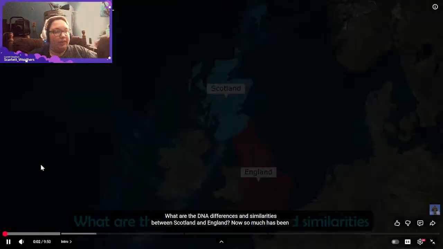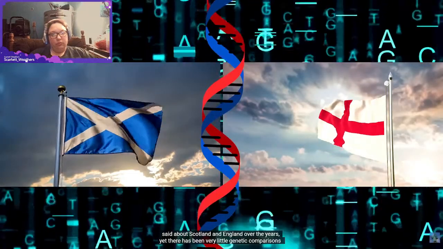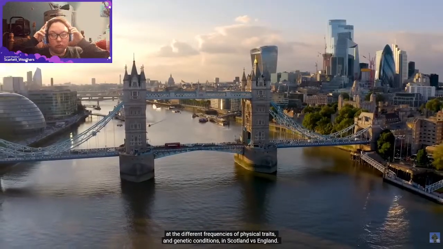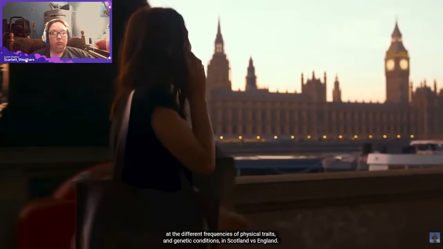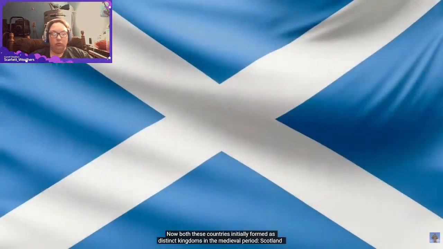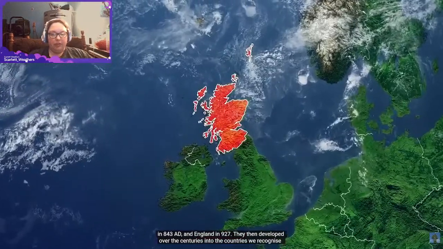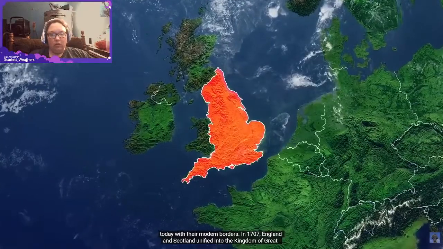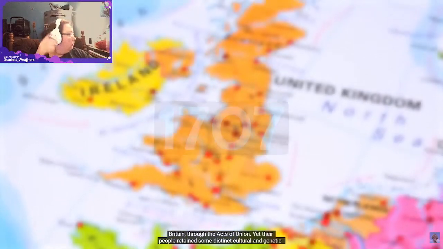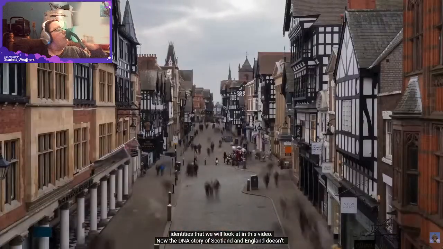Similarities between Scotland and England. Now, so much has been said about Scotland and England over the years, yet there has been very little genetic comparison between the two. So that's exactly what we're going to do in this video, and we'll also look at the different rates of physical traits and genetic conditions between Scotland and England. Now, both these countries initially formed into early kingdoms in the medieval period, Scotland in 843 AD and England in 927. They then developed over the centuries into the countries we recognise today with their modern borders. In 1707, England and Scotland unified into the Kingdom of Great Britain through the Acts of Union. Yet their people retain some distinct cultural and genetic identities that we will look at in this video.